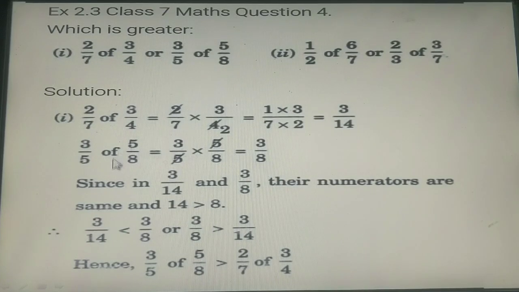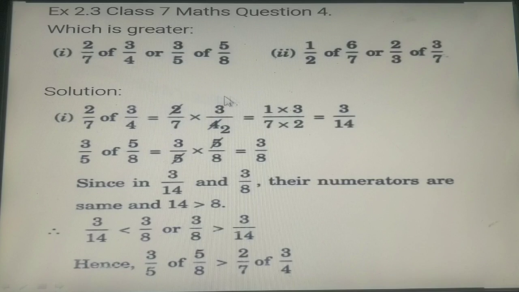Now you can see that in 3 by 14 and 3 by 8, the numerators are the same. When the numerators are the same, you compare the denominators and you get the relationship between the whole fractions. Now 14 is greater than 8. If 14 is greater, that means the whole fraction value is smaller. Okay, we have learned this earlier also. Whenever the numerators are the same, then you compare the denominators, and the fraction having the greater denominator, its value will be smaller. You have done this in your last year's syllabus also. So 3 by 14 is smaller than 3 by 8, or 3 by 8 is greater than 3 by 14.